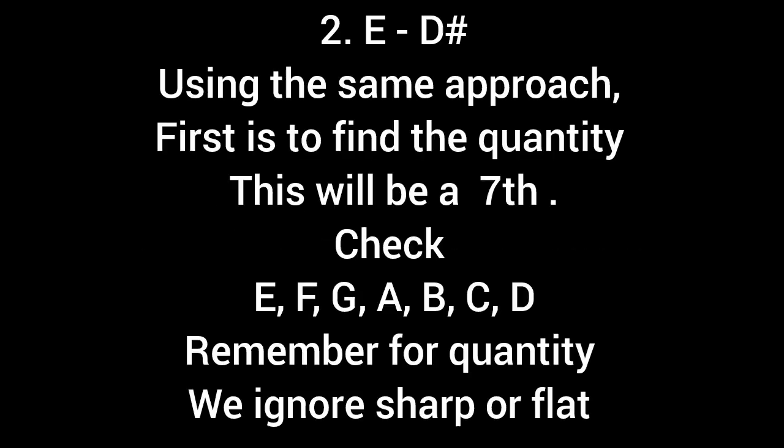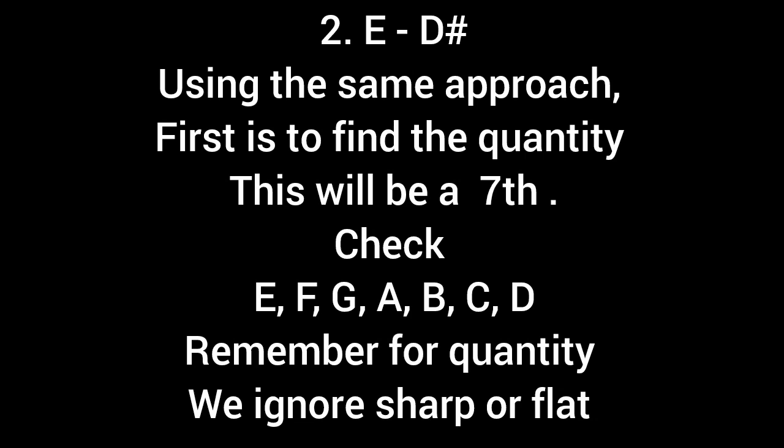Okay, so let's move to the next example. This one is E to D sharp. Now we are going to use the same approach. The first thing to do is to find what? Yes, the quantity. All right, so to find the quantity, we are going to check the notes that are involved. So we are going to have E, F, G, A, B, C, and D.